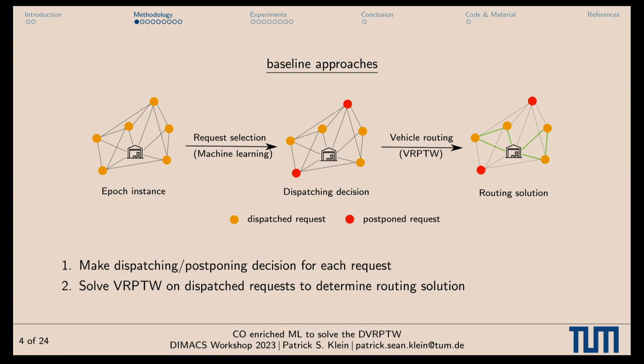Now, the most straightforward way to solve this decision process is a two-stage approach, which decouples the request selection procedure from the actual vehicle routing problem. The idea of this approach is to first decide for each request whether it should be dispatched or not, and then consolidate these requests into routes by solving a regular vehicle routing problem with time windows.